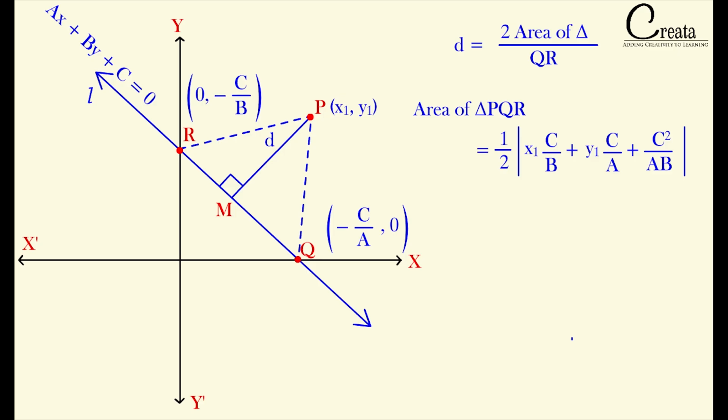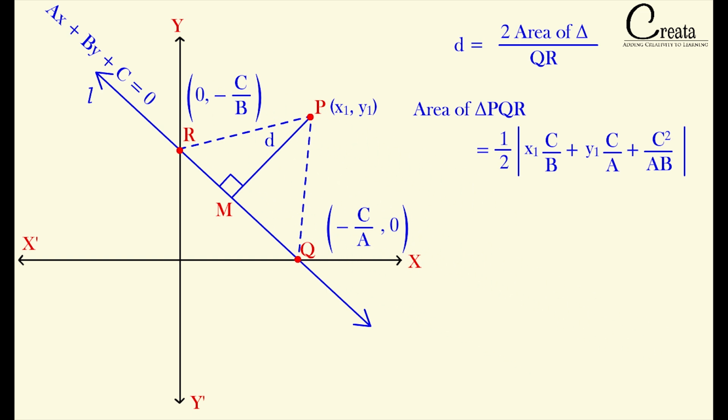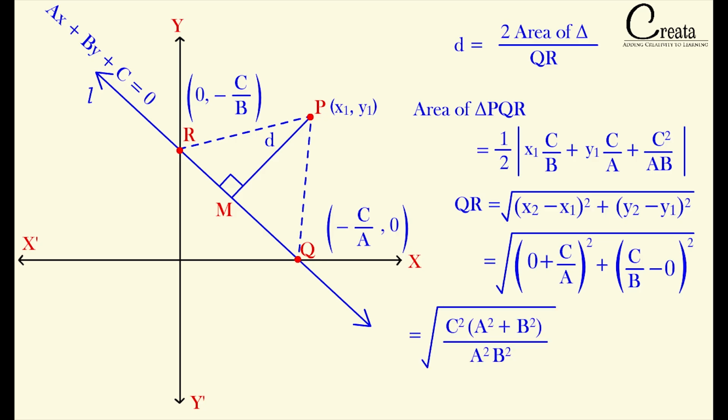Now let's move further and calculate the distance QR. We know the coordinates of point Q and point R. Can we calculate the distance between points Q and R using our distance formula? Okay, the same we have covered in the previous lecture. The distance formula, that is the distance between any two given points, is root of (x2 minus x1) whole square plus (y2 minus y1) whole square. Here we know point Q and point R. Let's put the values and solve it.